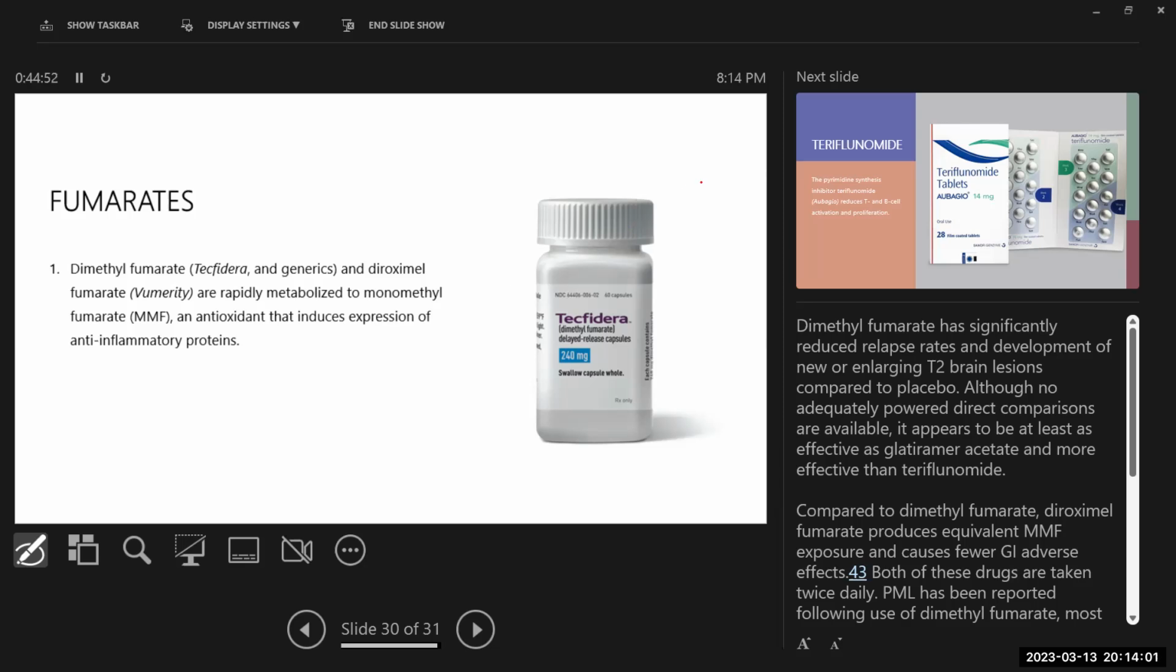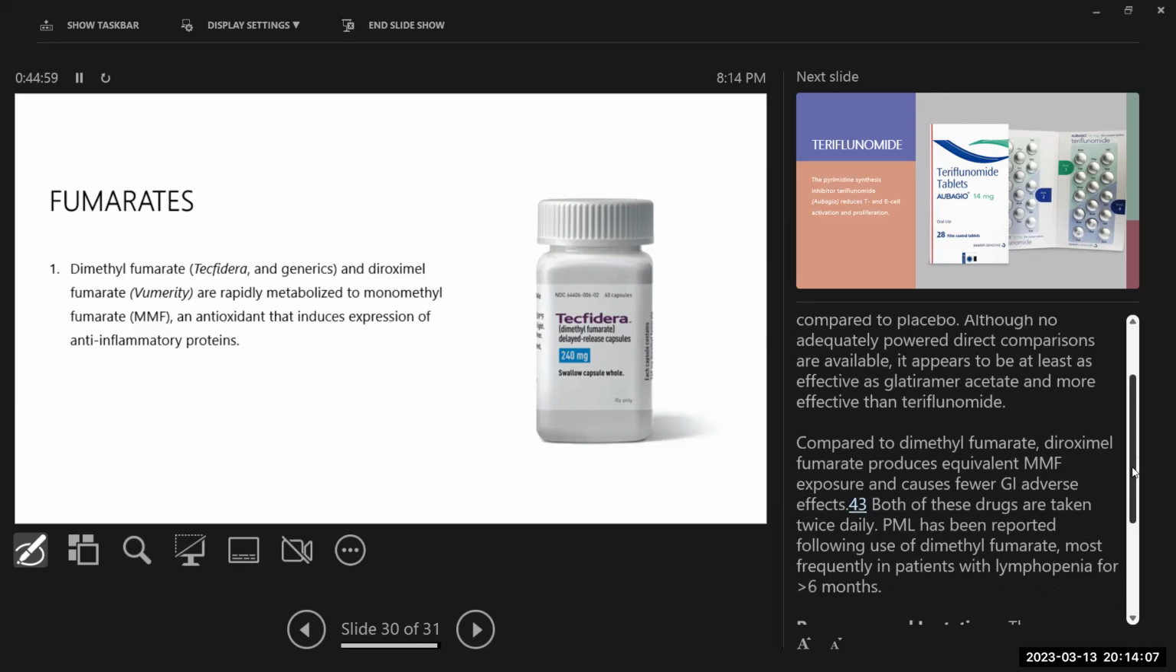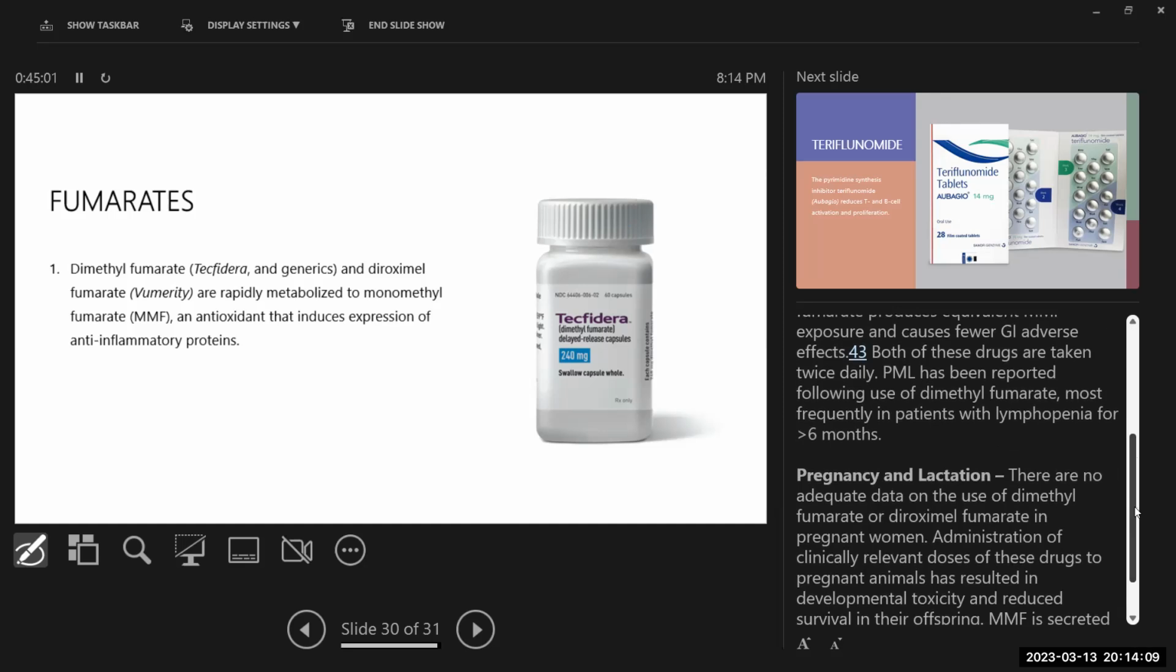PML has been reported, but not at very high rates. People who start taking it seem to get some GI issues. That tends to go away. When it comes to women pregnant or breastfeeding, there's just not enough data. So, to be on the safe side.